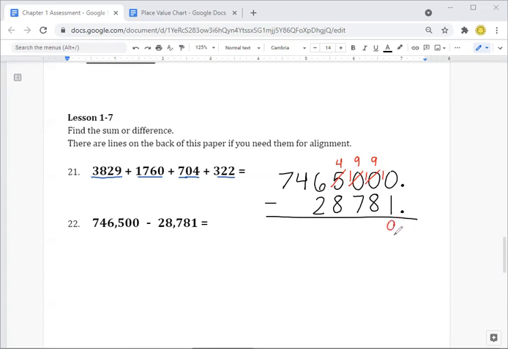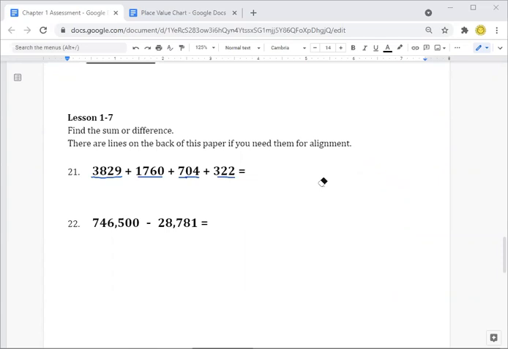10 minus 1, 9. 9 minus 8, 1. 9 minus 7, 2. Wait, 9 minus, this was supposed to be a 2, I think. 9 minus, do I have something wrong on my paper? Let's see. Stepping back a second, taking a look. I think I might have transferred the wrong number. Mrs. Moore, you transferred the wrong number. I'm glad I caught that mistake. Start again. Just a little commercial break here for you.